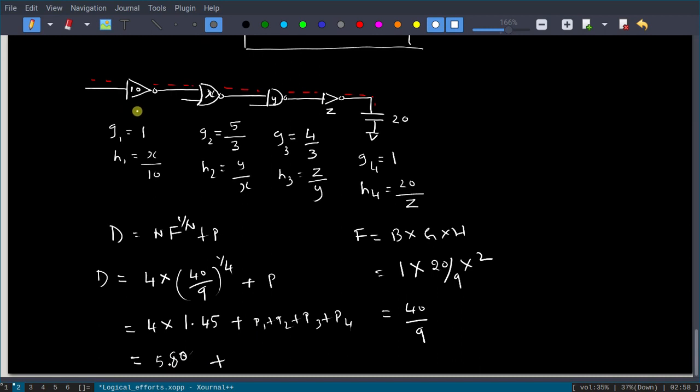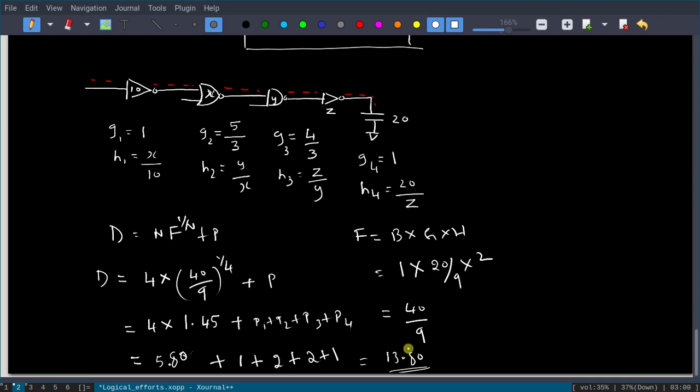What is the parasitic delay of each gate? Inverter is 1, the 2 input NOR gate parasitic delay is 2, the 2 input NAND gate is 2, and again inverter is 1. So you get 2 plus 2 is 4, plus 2 is 8, plus 5.80 gives 13.80. So this is the minimum delay of this path. The minimum delay of the path is 13.80. This is how we calculate minimum delay.